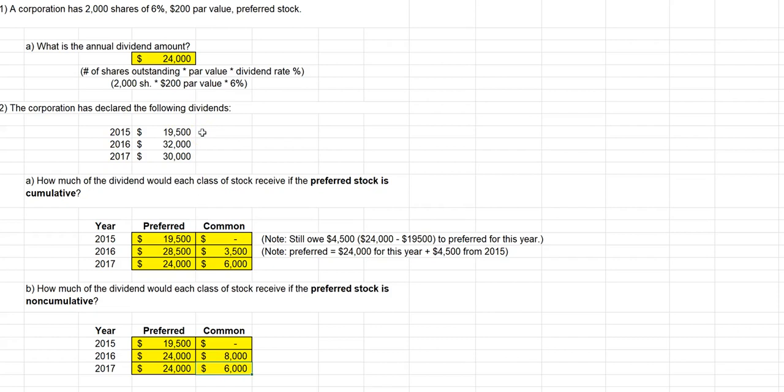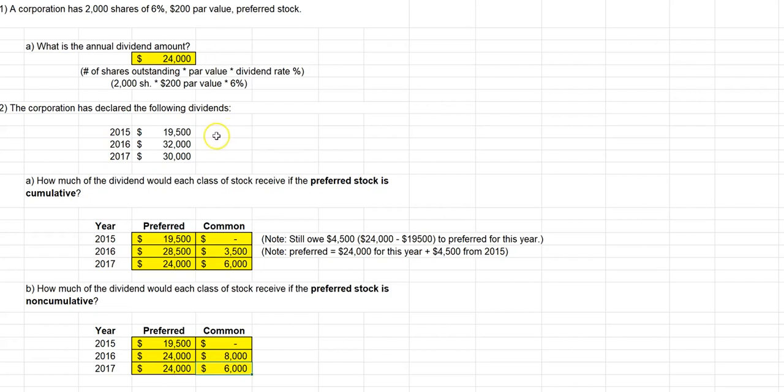There are two different types of preferred stock. The first one is cumulative preferred stock, and the second one is non-cumulative. We're going to cover the cumulative one first. Cumulative simply means that in years where the board of directors does not declare enough dividend to cover the annual amount that we're supposed to pay them, then we're going to have to keep track of the amount we did not pay them and pay them in future years.